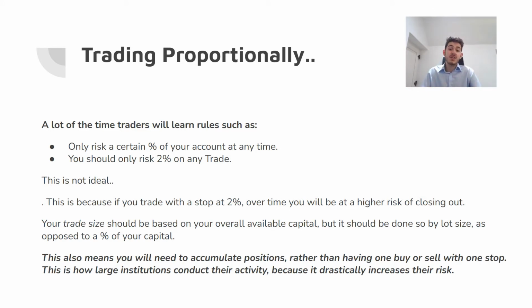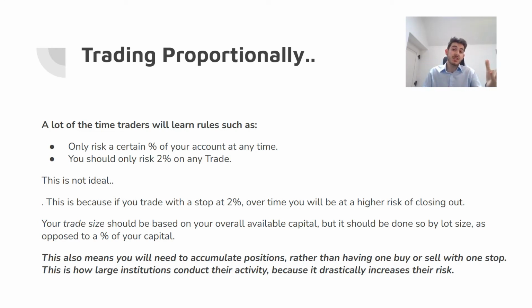So your trade size, it's much better if you base it on your available capital or equity, and it should be done by lot size rather than percent size of your available capital. So for every $1,000, $5,000, $10,000, you need to know exactly how big you're going to trade at any time for any position. And that's going to mean you're going to be accumulating positions as price rises or falls, rather than just having one buy or one sell with one stop, because then you only get one chance to get it right.